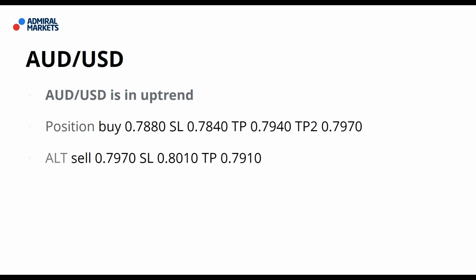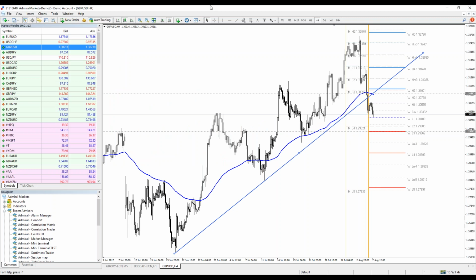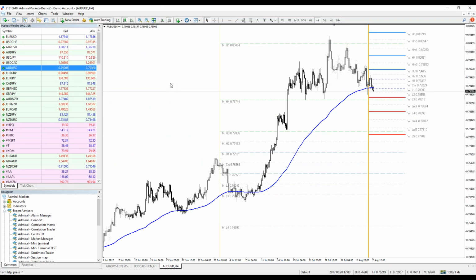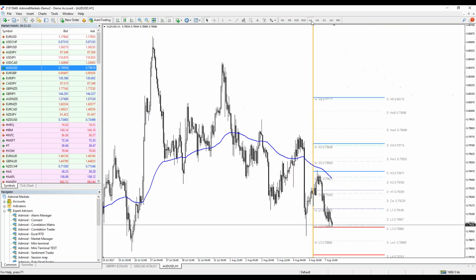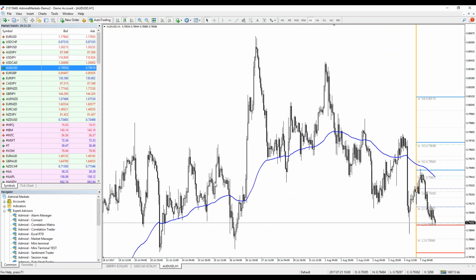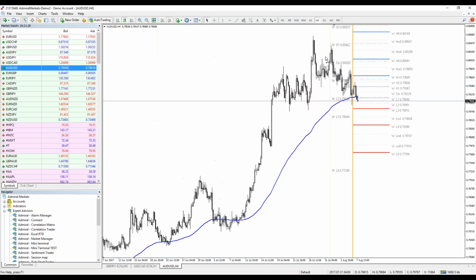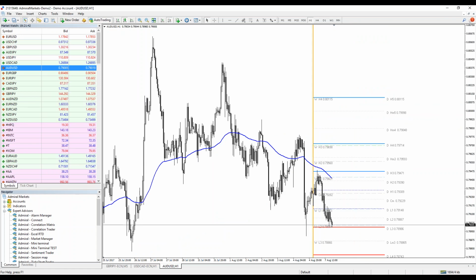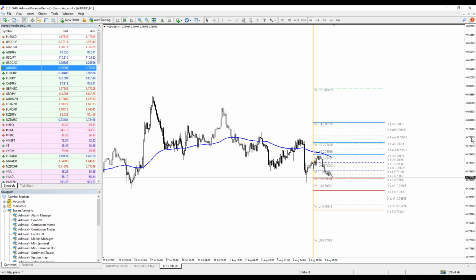Okay, so Australian dollar is in uptrend. This is generally how the price could behave, and this is the chart. Here you can see a clear uptrend. Even if you drop to 1 hour time frame, you will see that the price is in a sort of correction. This is clearly seen on H4. So potential buy setup 78.80, and this is it.